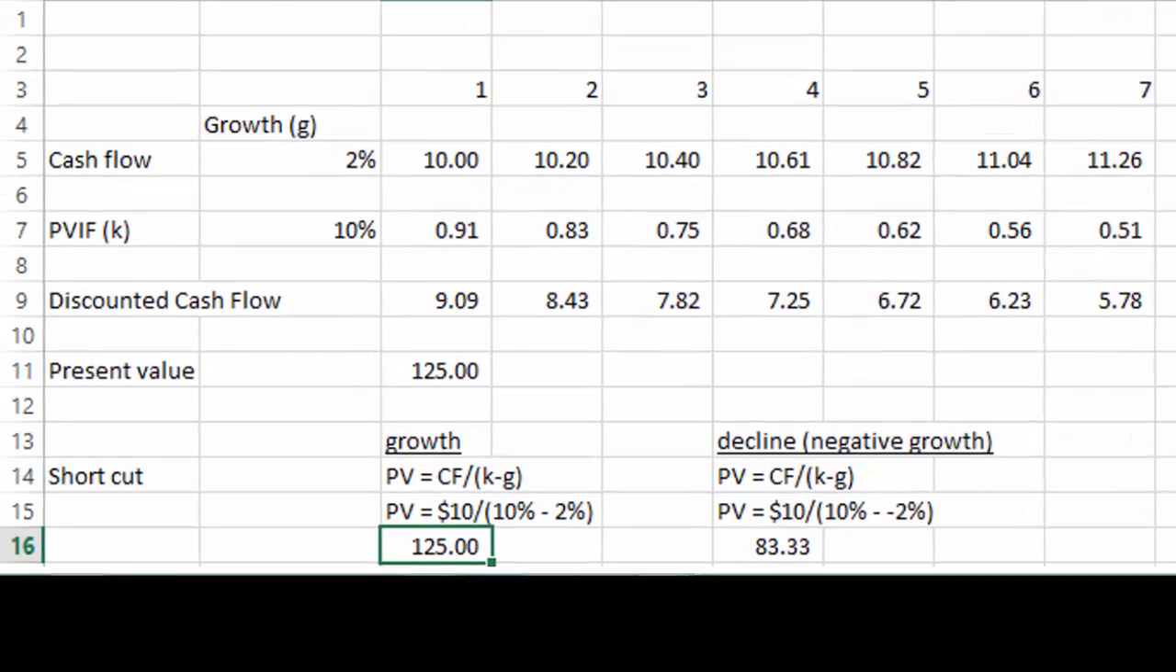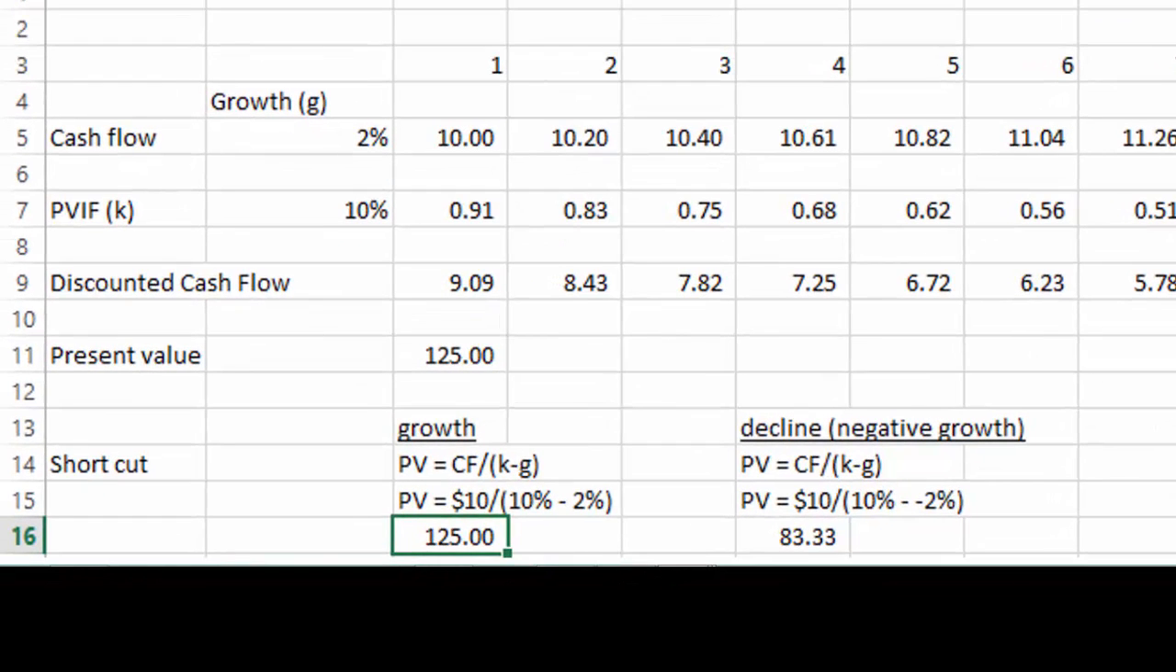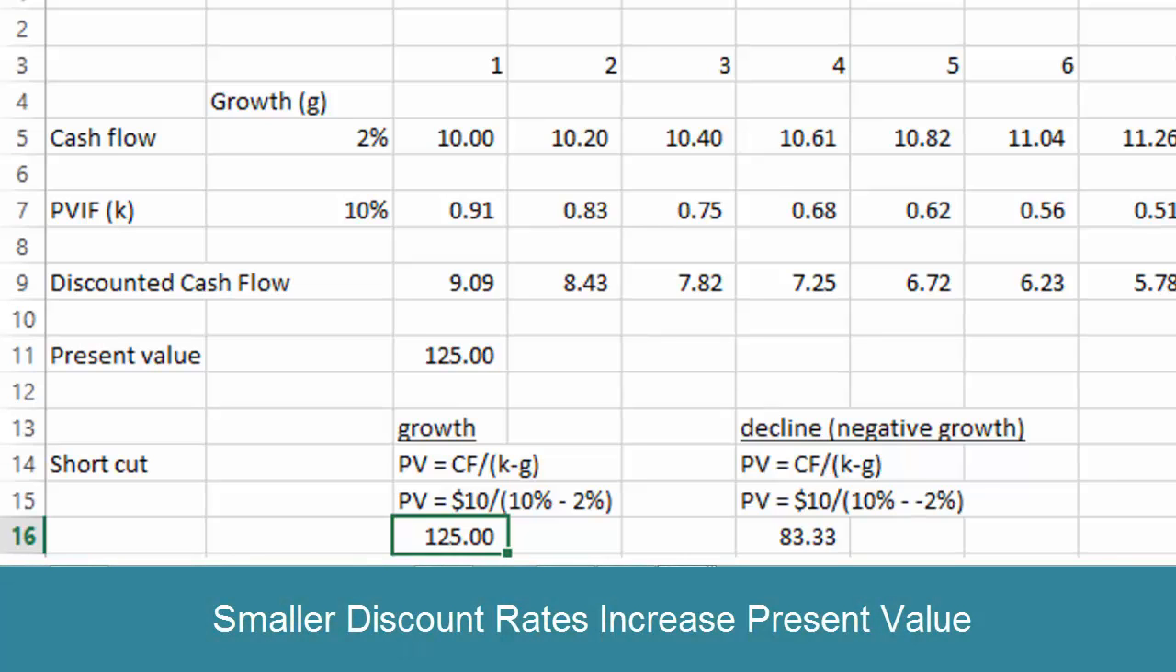Now, a shortcut method still works. However, we need to adjust the denominator by subtracting the expected growth rate from our discount rate. We change our original formula to read $10 divided by 10% minus 2%. The value of this opportunity is the very same $125, implying a multiple of 12.5 times. Always remember that smaller discount rates will increase present value.